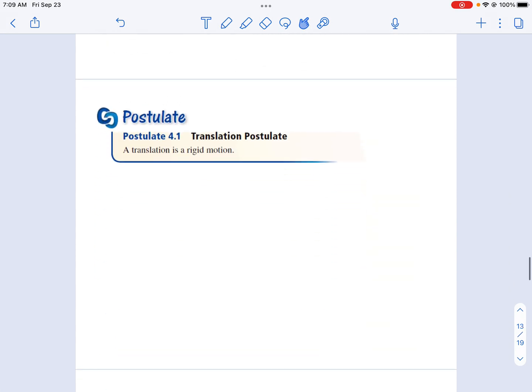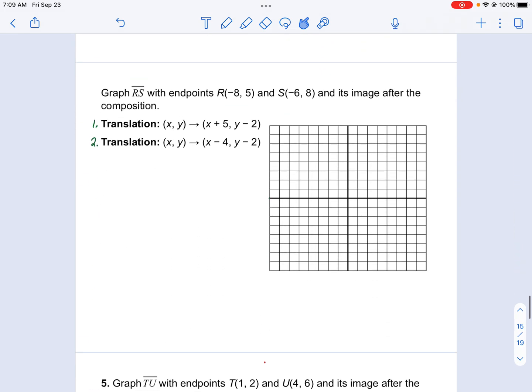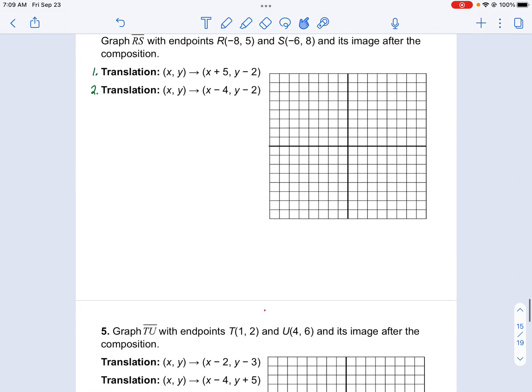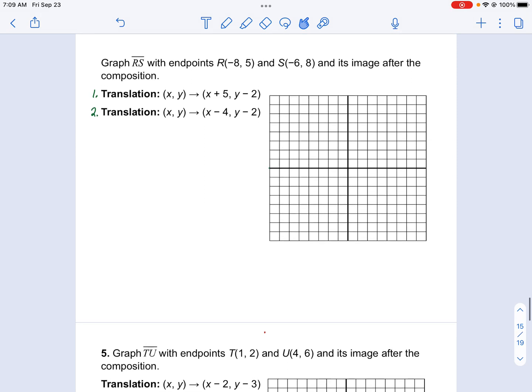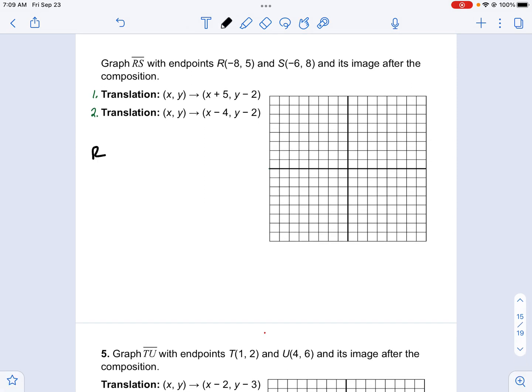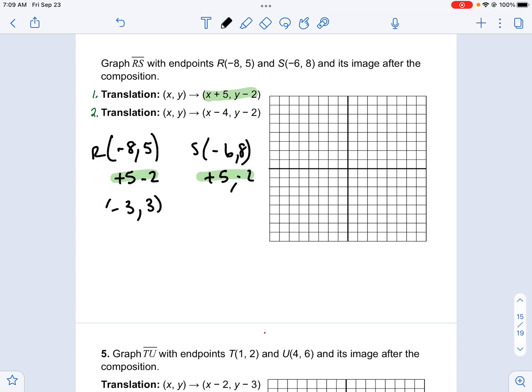Okay, don't worry, the video's wrapping up. Last thing, if we move it twice. All right, so we've got R, negative 8, 5. S, negative 6, 8. Okay, rule number 1: add 5, subtract 2. This gives us negative 3, 3.